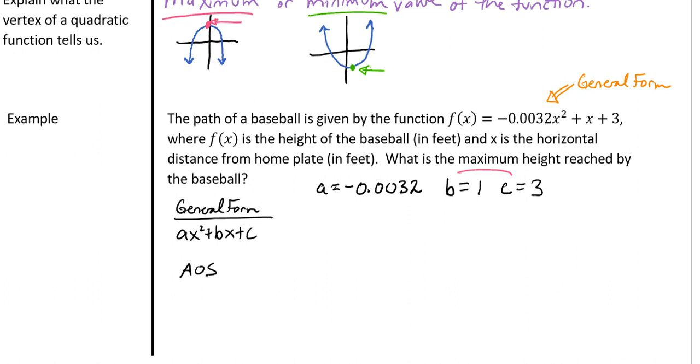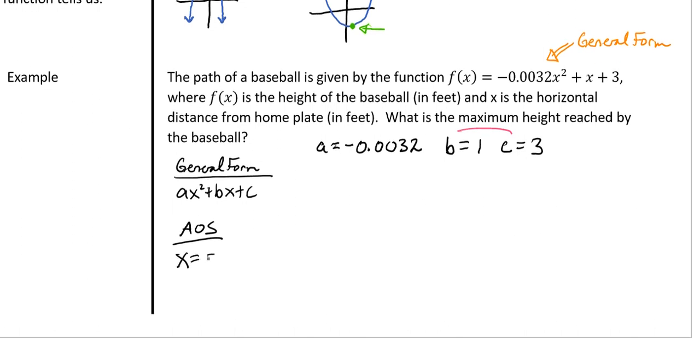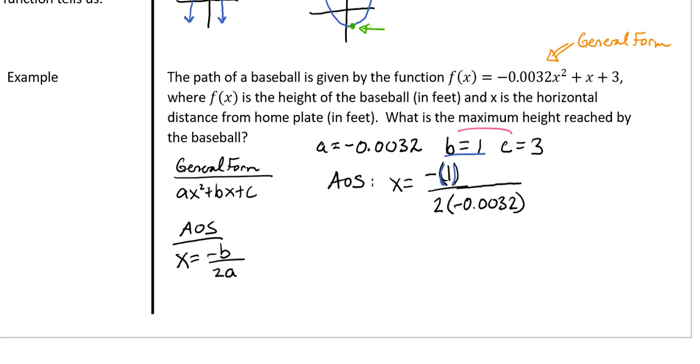Now our axis of symmetry, I'm going to abbreviate that as AOS, is the equation x equals negative b over 2a. So we're going to go ahead and find that. So our axis of symmetry is going to be x equals our negative b, so negative 1 over 2 times our a value. All right, so we took our b.